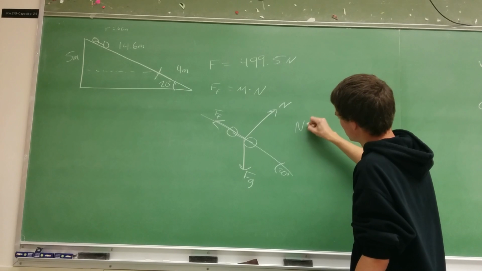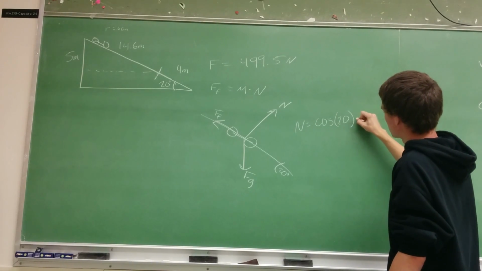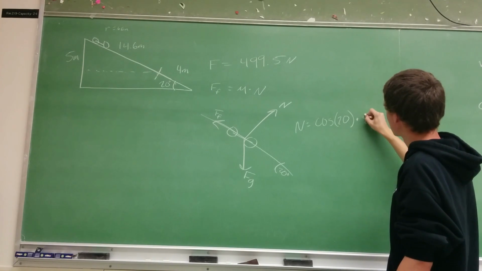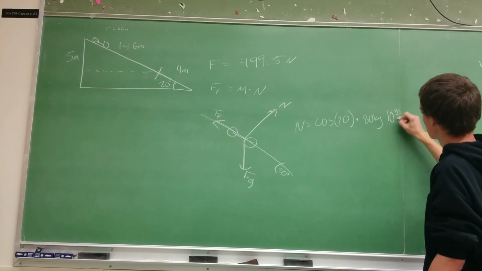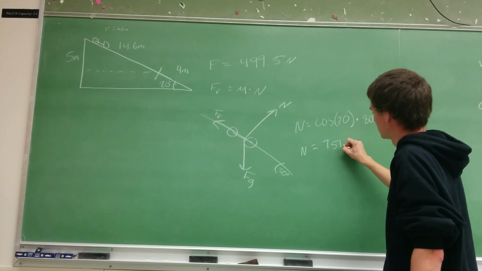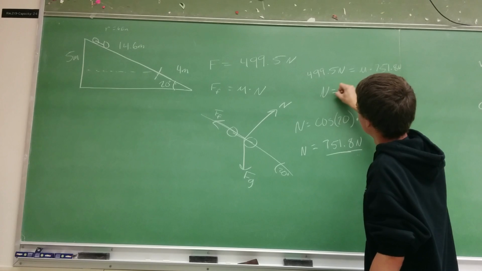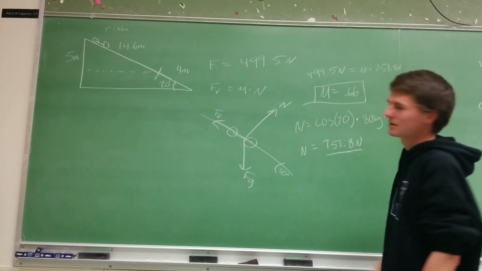So normal is equal to the cosine of 20 times mg, which is just 80 kilograms, times 10 meters per second squared. Normal force equal to 751.8 newtons. So mu is 0.66, and there's your final answer.